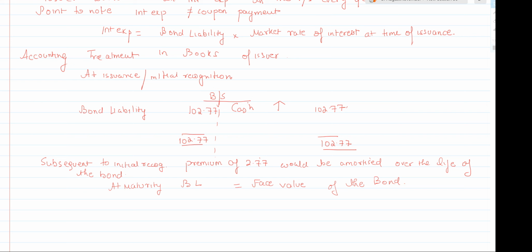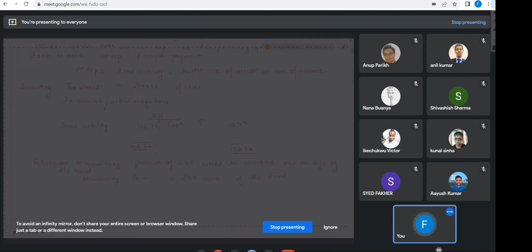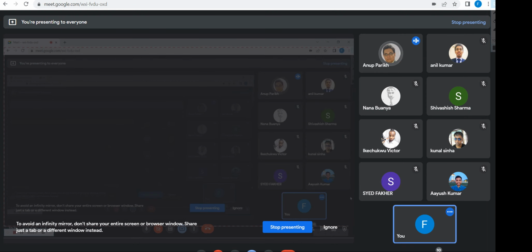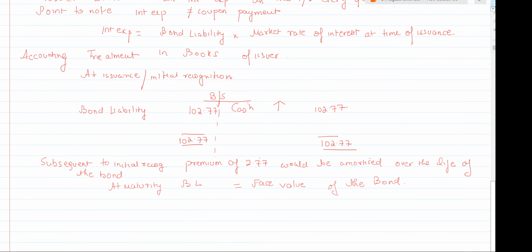Guys, can we understand this? Why should the bond liability equal face value at maturity? Because at maturity the issuer is liable to pay only the face value of the bond to the investor. Guys, can we understand this? Any doubts here? Anyone having any doubts? Anup ji, any doubts? I'm good, sir. Anil, Nana, Shivashish, Victor, Kunal, Sayed, anyone? I'm good, sir.